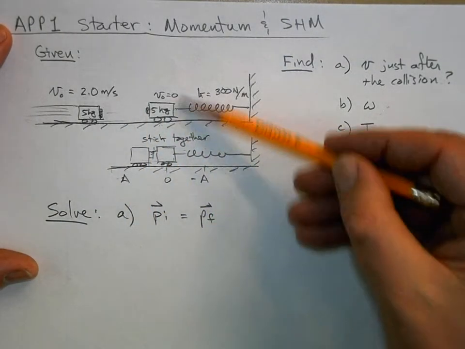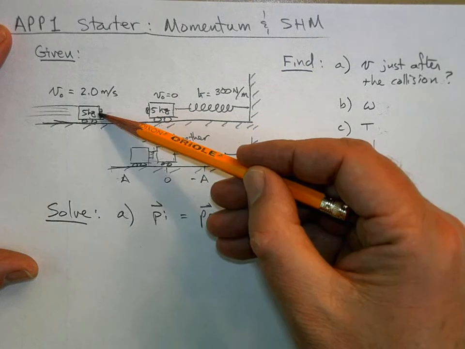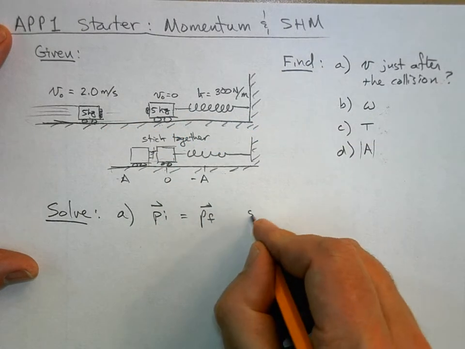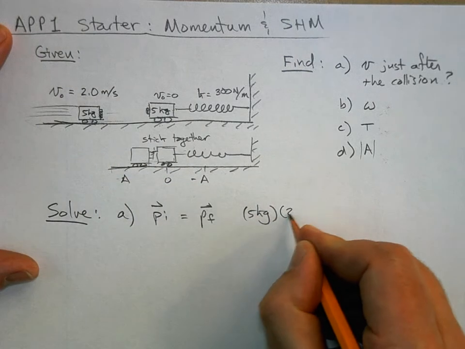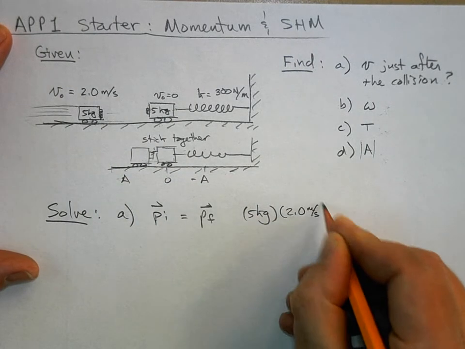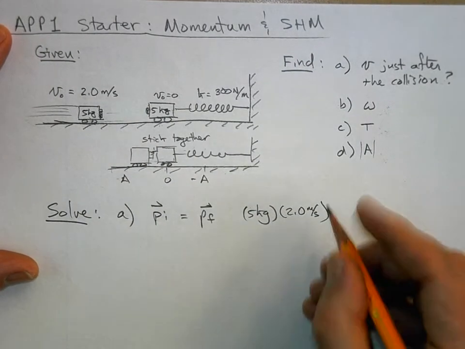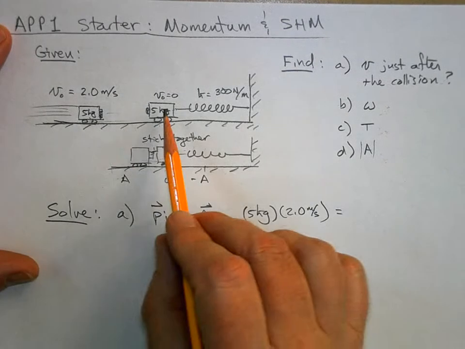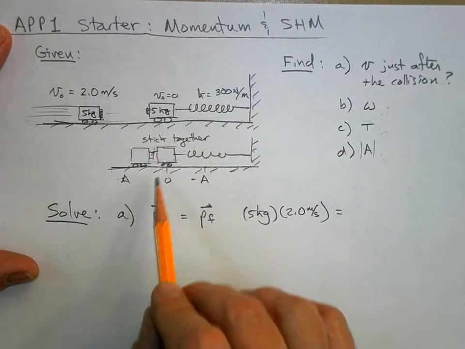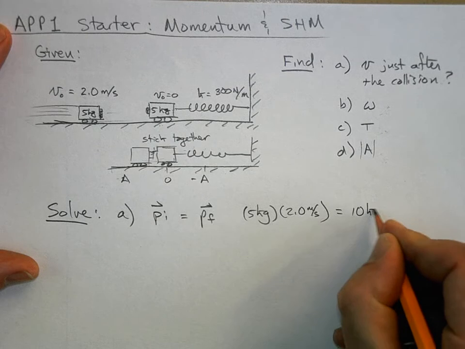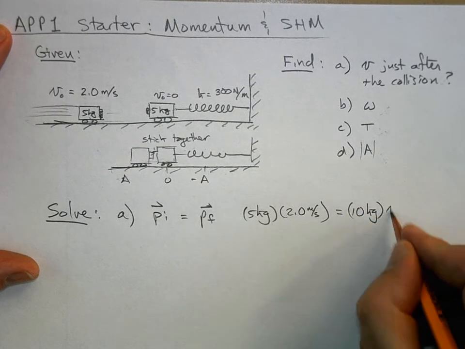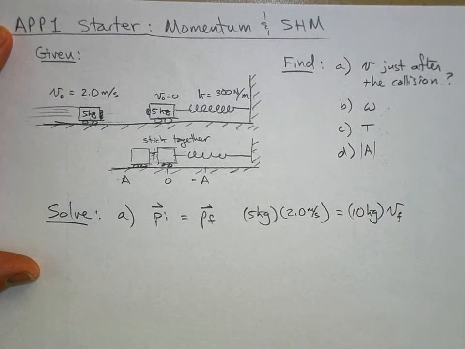Now, the initial momentum, well, where's all the momentum before the collision? Well, this one's not moving. It has no momentum. But this one does. So that's going to be 5 kilograms, mass times velocity. And it has an initial velocity of 2.0 meters per second. Now, just after the collision, it's 5 plus 5. We've got a mass of 10 kilograms. And they're moving together, so they share the same final velocity.